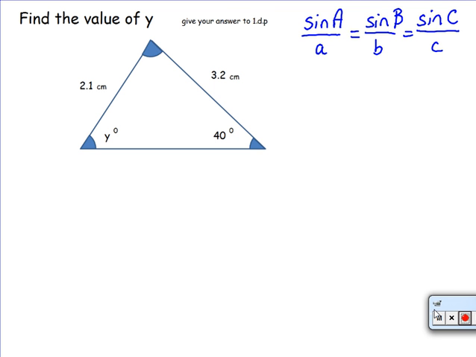So this time we're going to use the sine rule, but we're going to find an angle. It wants angle y, which is over here. So let's highlight that. Angle y. Sine and cosine rule, every single time we label up the triangle.